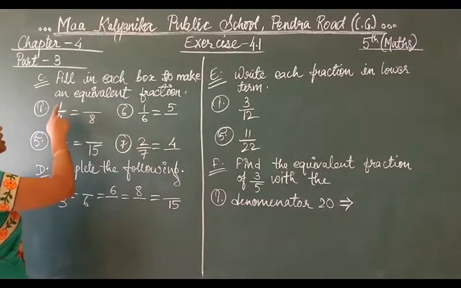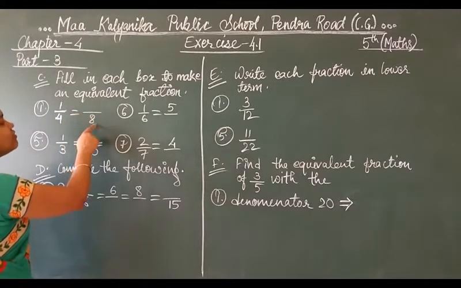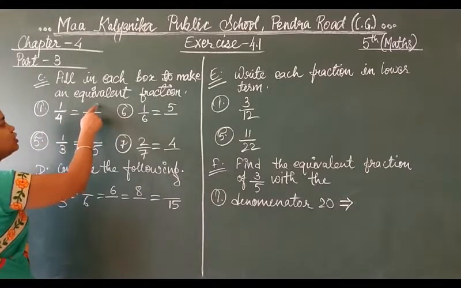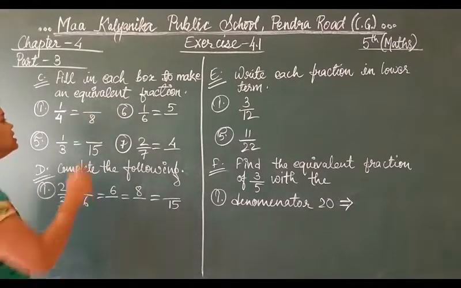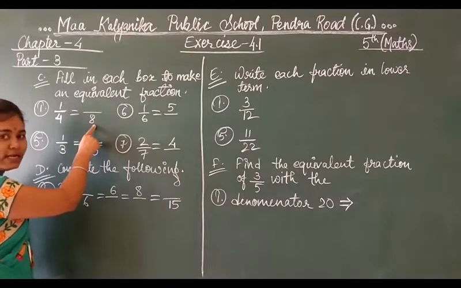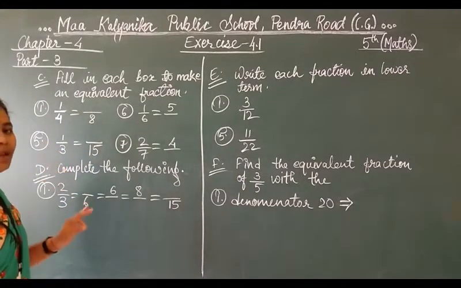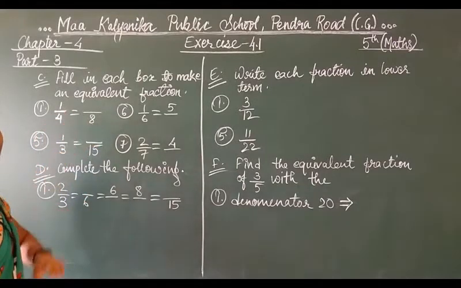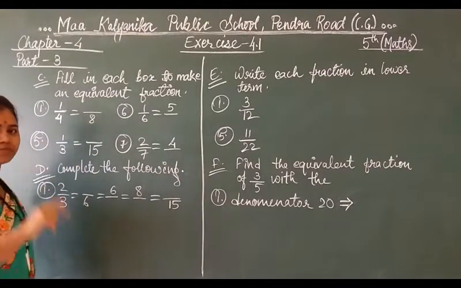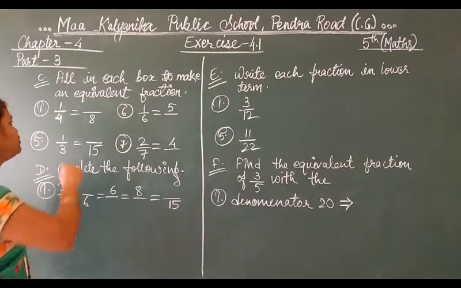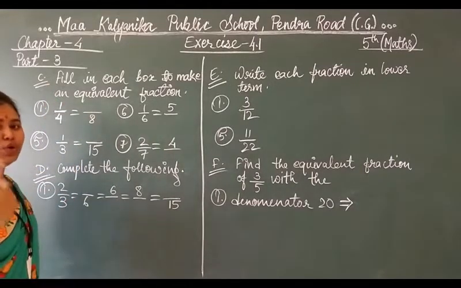Okay. So students, see here 1 by 4. So how to get this equivalent fraction where the numerator is not given but the denominator is given? Students, it is very simple. Simply see here the denominator is given, and what is the denominator? 4. So what should be multiplied to 4 to get 8? You can read the table of 4. 4 ones are 4, 4 twos are 8. We are multiplying 2 with 4. So if we are multiplying 2 with 4, the same 2 should be multiplied to the numerator.